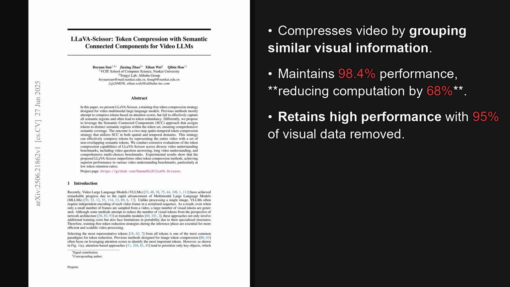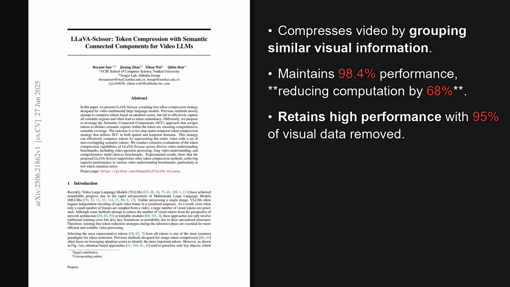I'm Alex, and today we're looking at a paper from the Hugging Face trending list, published on the 27th of June, 2025. This paper, published just a few days ago, introduces a method that maintains over 98% of a model's performance, while cutting its computational cost by almost 70%.